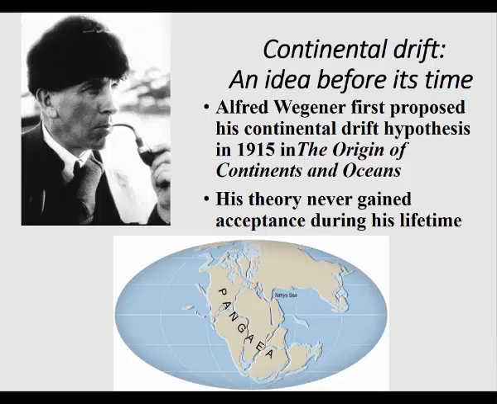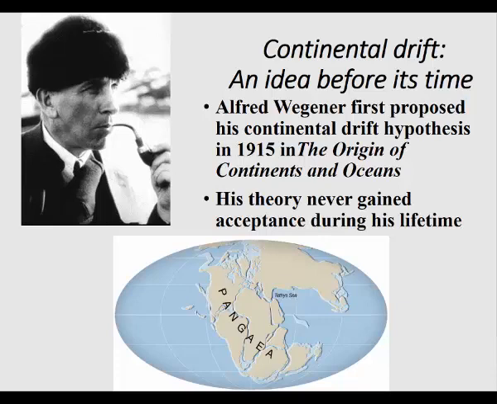And in particular, there was a famous scientist named Alfred Wegener who lived about a century ago, and in 1915 he wrote a book called The Origin of Continents and Oceans. In this book he laid out his hypothesis that the continents today occupy a different position than they had in the past.